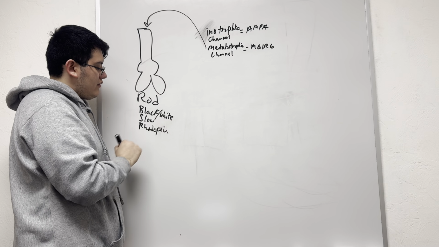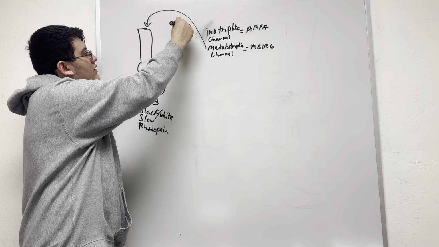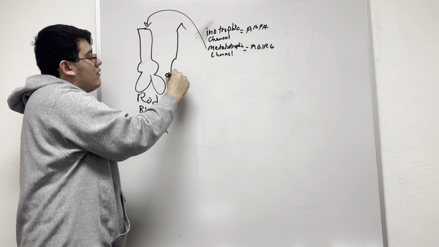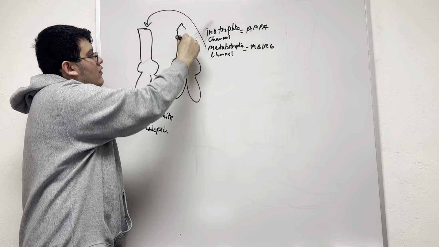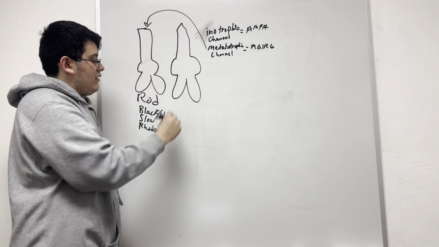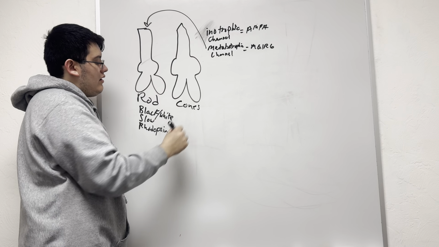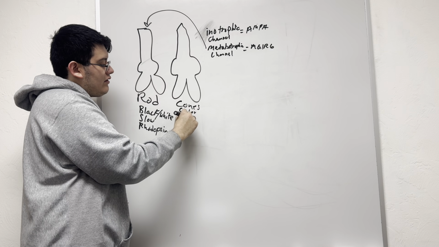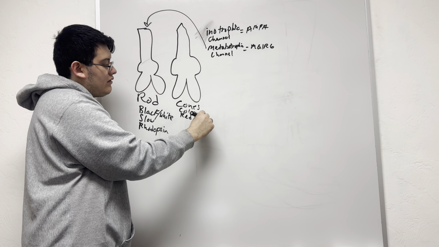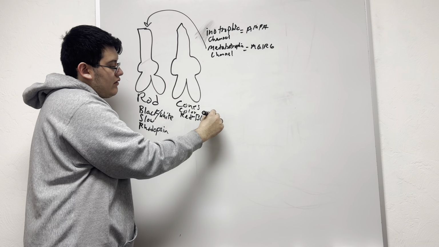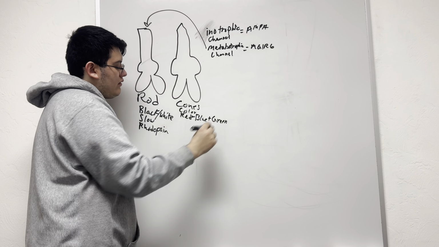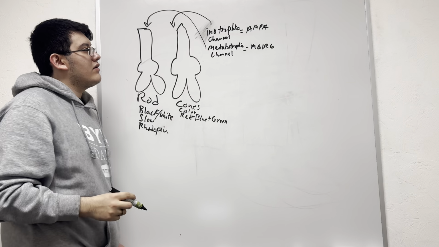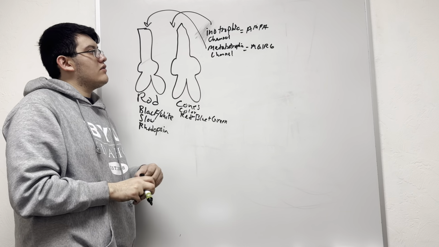rhodopsin cells. And then you also have cones that, unlike the hard top of the rod, tend to have more of a pointy top. And these cones help you see colors in the RGB scale. That's red, blue, and green. And they're more known to work with ionotropic channels, like the AMPA channel.